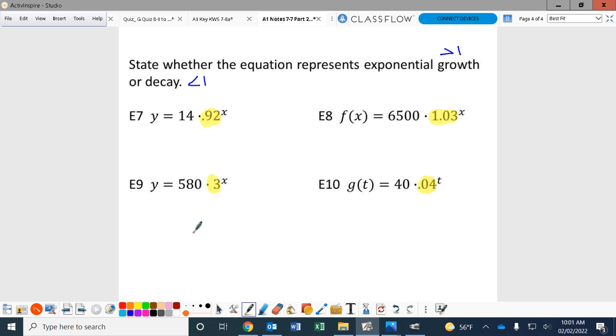Guys, if you're multiplying by something greater than 1, you're making it bigger. If you're multiplying by something less than 1, you're making it smaller. So when you write this, every single time you write exponential, and then you just decide whether it is going to be growth or decay.